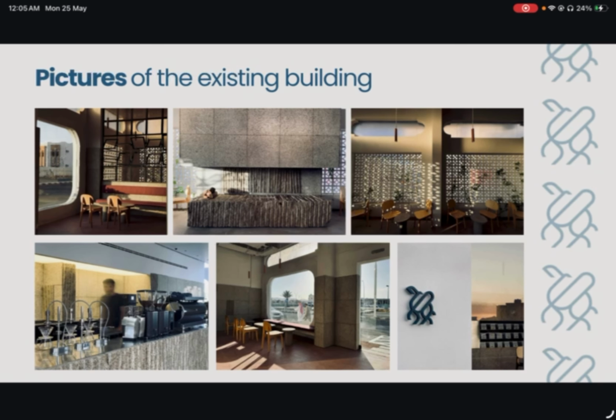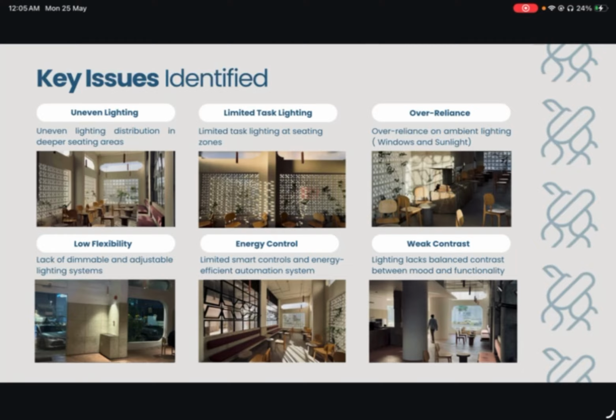For the key issues identified, first of all, the uneven lighting distribution in the deeper sitting areas. Then the limited task light at the seating zones. Also, the over-reliance on ambient lighting, which comes from the windows and the sunlight. The lack of dimmable and adjustable lighting systems, the limited smart control and energy-efficient automation systems, and finally the lighting lacks balanced contrast between mood and functionality.